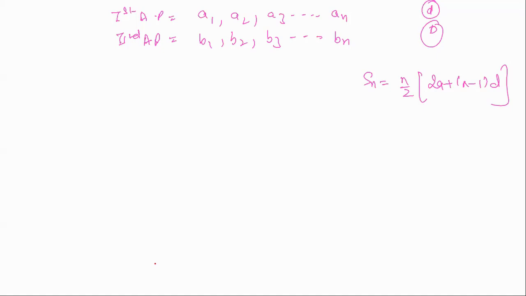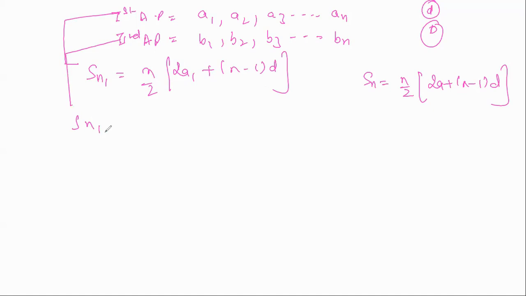So first find out the sum of the first AP. When we talk about the sum of the first AP, its Sn is equal to n by 2 times 2a1, because the first term is a1, plus n minus 1 times d. Small d, I have taken as the common difference of the first AP. Similarly, for the second AP, it is Sn2 is equal to n by 2 times 2b1 plus n minus 1 times capital D. This is for the second AP.